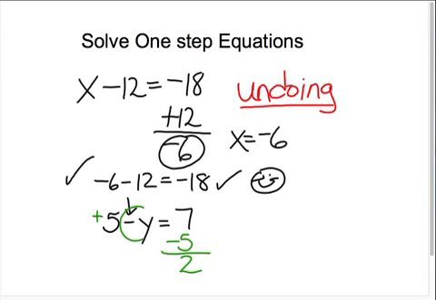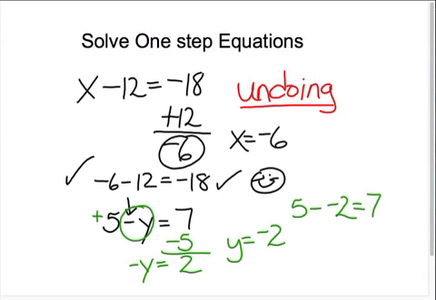However, the negative is still with the y. Now we have negative y equals 2. If negative y equals 2, logically I think we all know that y has to equal negative 2. Think about that for a minute and replay it if you need to. But if negative y equals 2, y then has to equal negative 2. Substitute that back into your equation. Does 5 minus a negative 2 equal 7? We know that two negatives together make a positive, and again, our answer works.